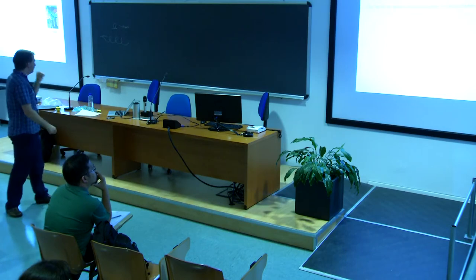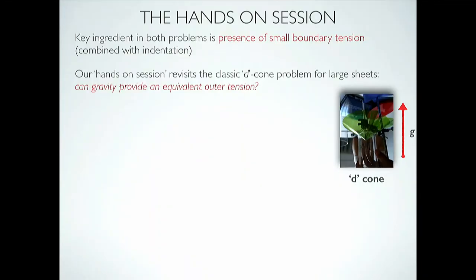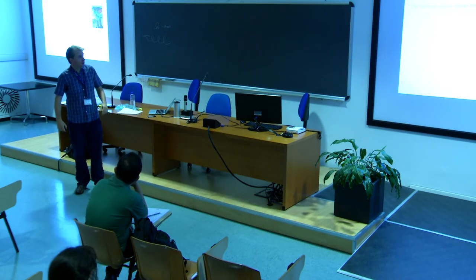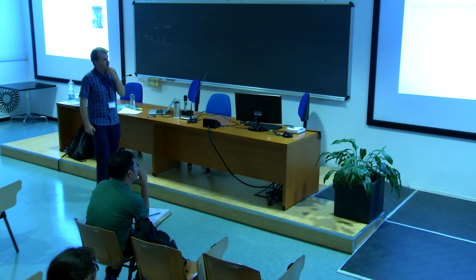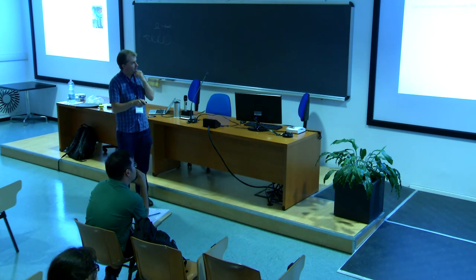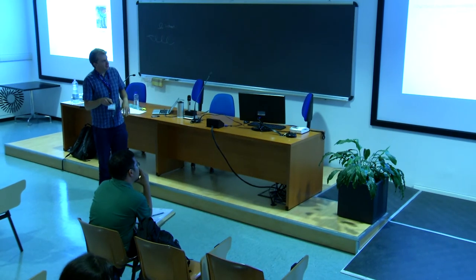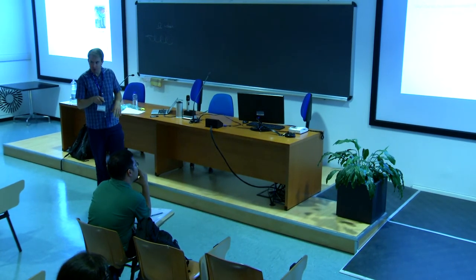So I wanted to sort of bring this back and explain a little bit better than I did in the snapshot on Monday morning what the purpose of the hands-on session is. So the key thing in both of the problems I've just shown you, the shell and the floating sheet, is that there's a small tension at the edge, right? So if there's a pressurized shell, that's the tension from Laplace's law. In the floating sheet, that's just the surface tension, okay? And so the idea here was to think about whether you can sort of do the same thing for a d-cone, okay? So this is an experiment with g pointing upwards, okay?